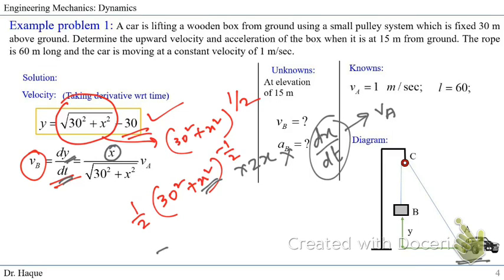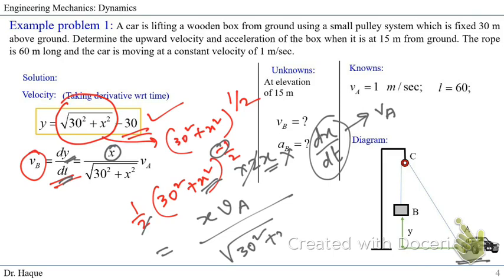So if we simplify this, and this 2 cancel out, we'll be left with x VA on top, and on the bottom, because it's negative, 30 square plus x square. So this is how we get VB in this form.